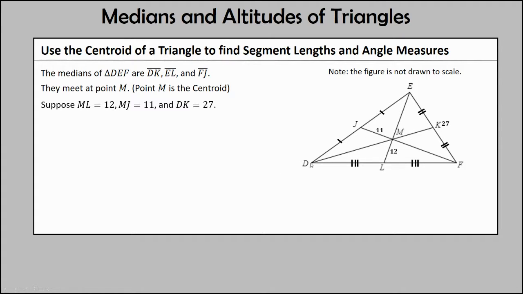Now, DK is kind of a tough one. DK, the full length across here, is 27. Guys, if we're in a 2-to-1 ratio, we've really divided the line into 3 parts.